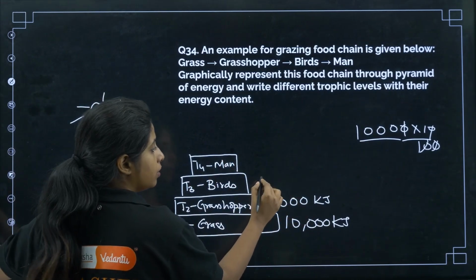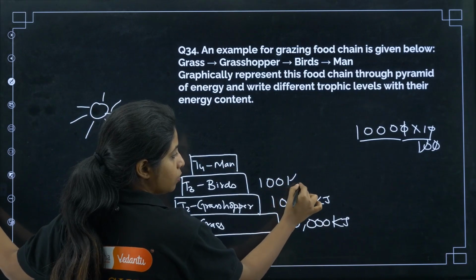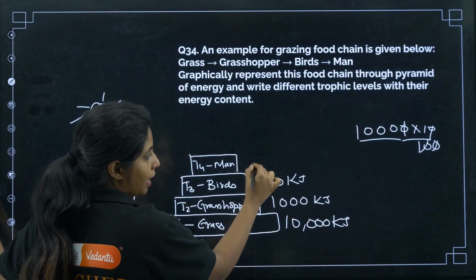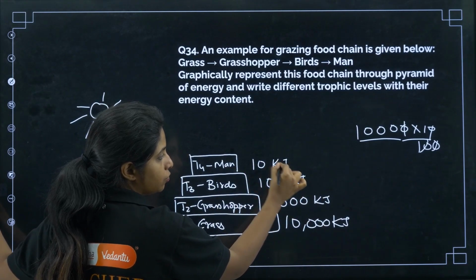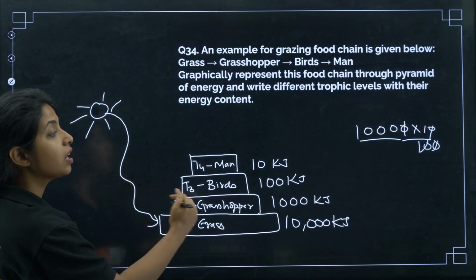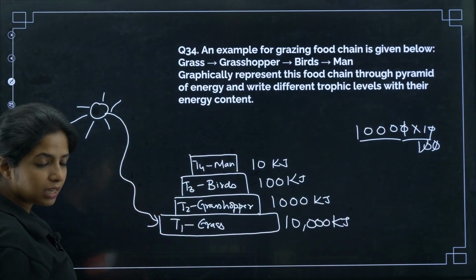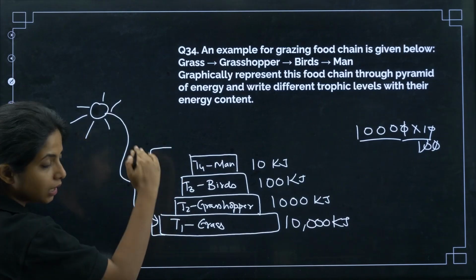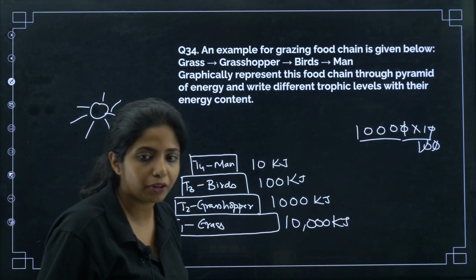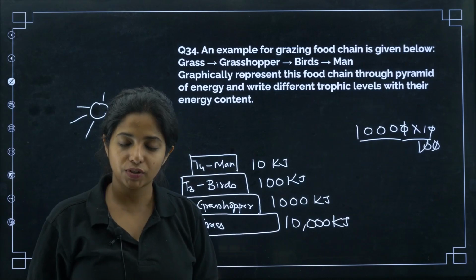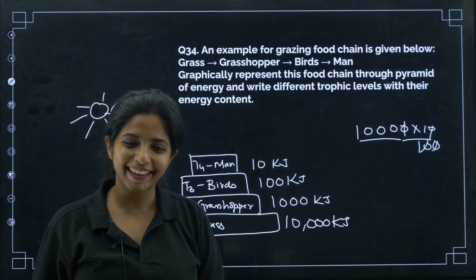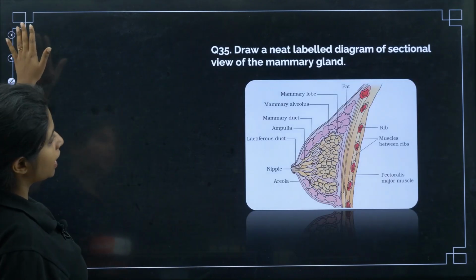Now from here to here, again 100 kilojoules, because you are just giving 10%, and from here to here again 10 kilojoules of energy. Which is why you cannot have more trophic levels. Or you do not have anything to give, what will you give? That's why in an ecosystem the trophic level is completely reduced. It will be 4 to 5, that is the maximum it can go. So this is the energy pyramid. Okay, chalo. Going ahead to the next question.